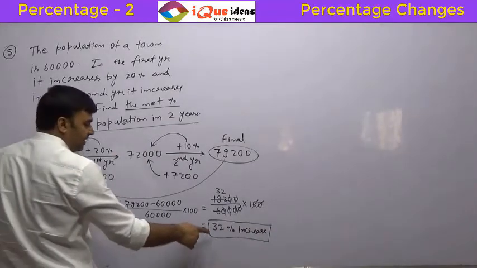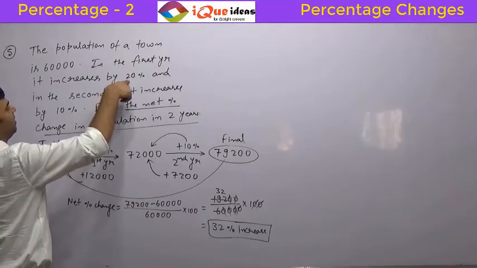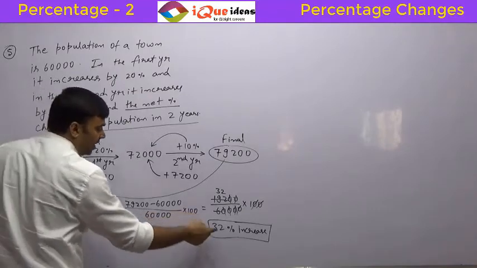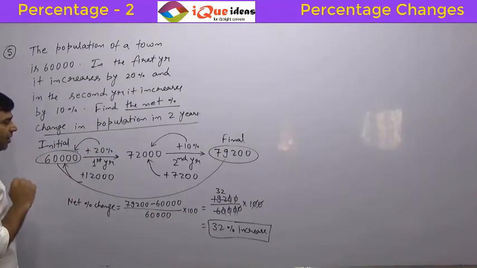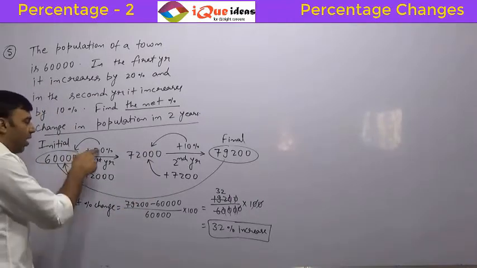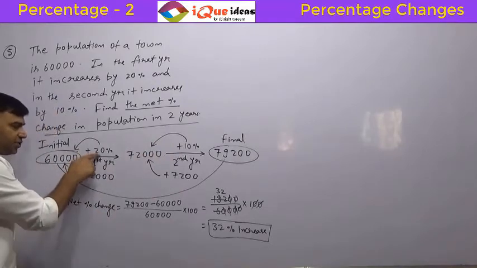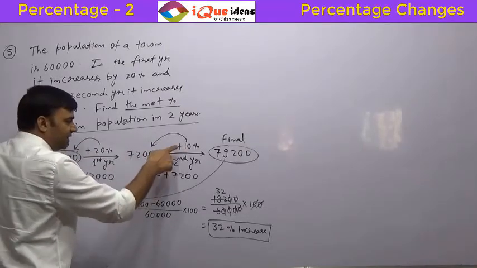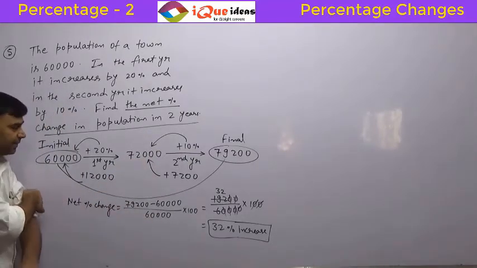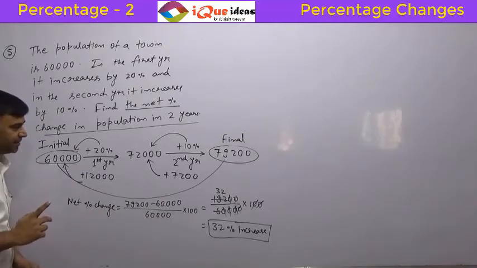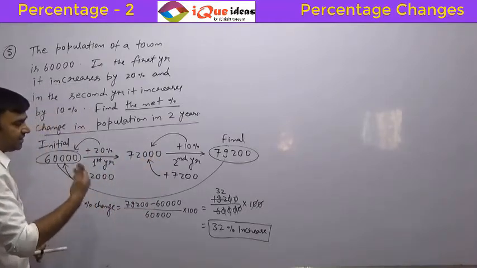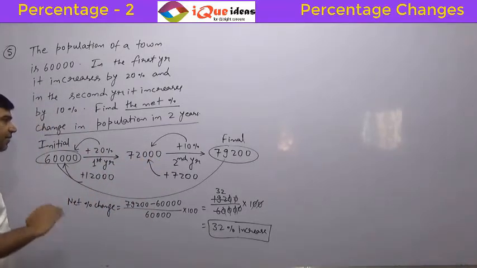Now points to note. This is 32, whereas in the first year it has increased by 20%, second year 10%. The simple addition of 10 plus 20 is 30, whereas the answer is more than 30. How did it happen? It happened because this 20 and 10 cannot be added directly. Why? Because they are not being calculated on the same base. For this 20%, the base is 60,000. For this 10%, the base is 72,000. You can add percentages only when they are calculated on the same base. Here they are not, so be very careful. The answer is not the simple addition of 20 and 10. It is successive addition. We will have one more method right now and one more method later on.